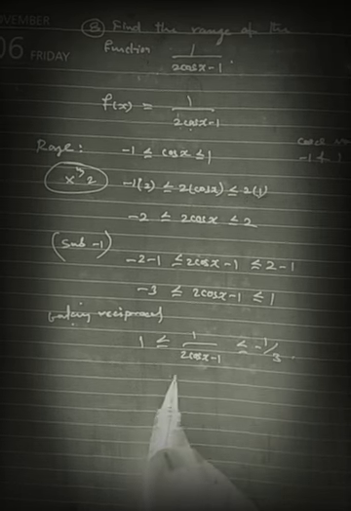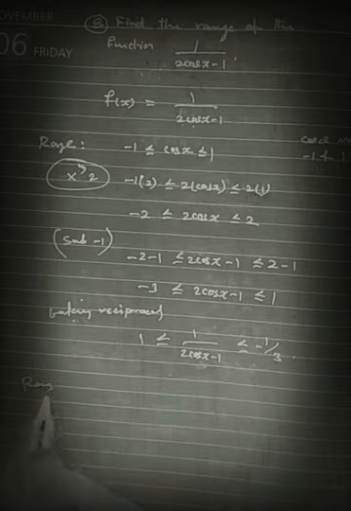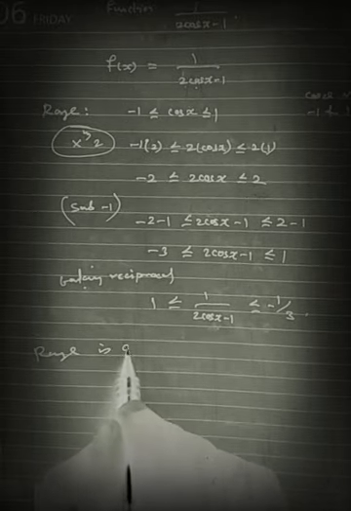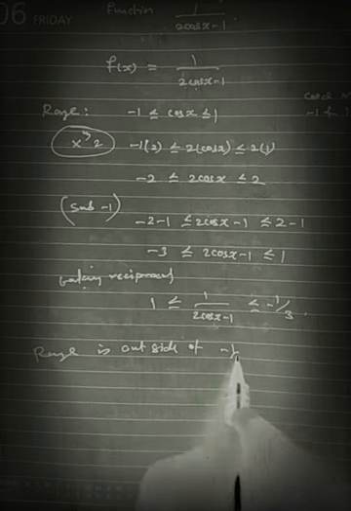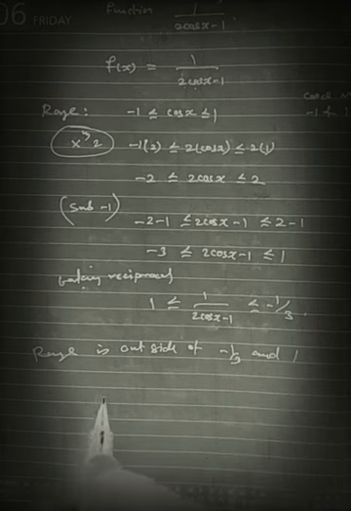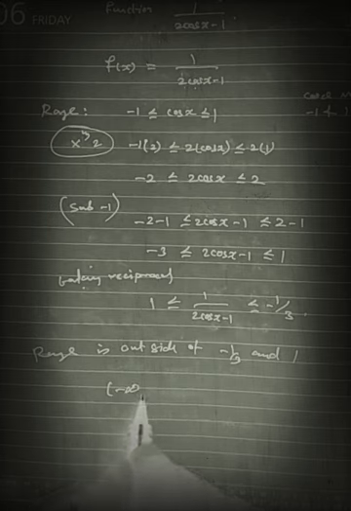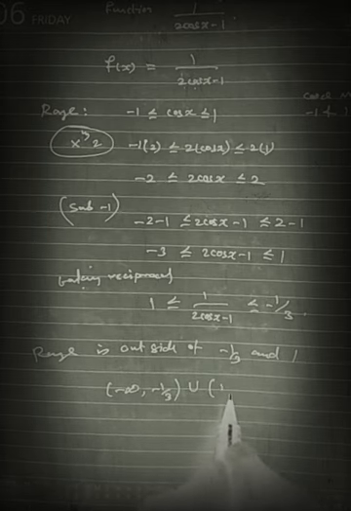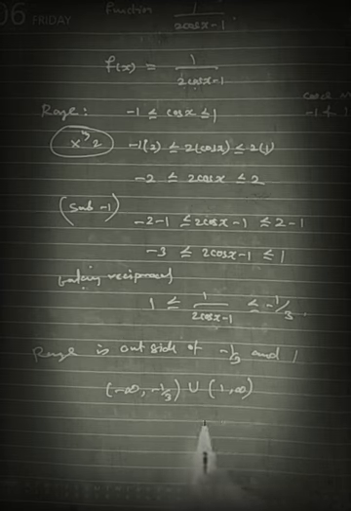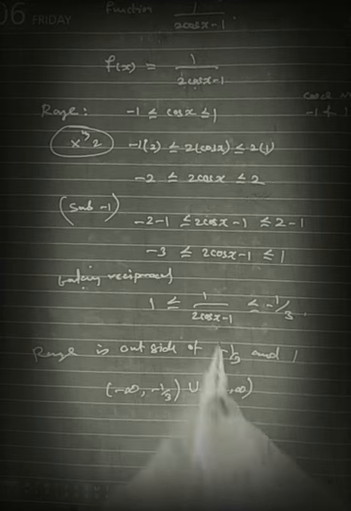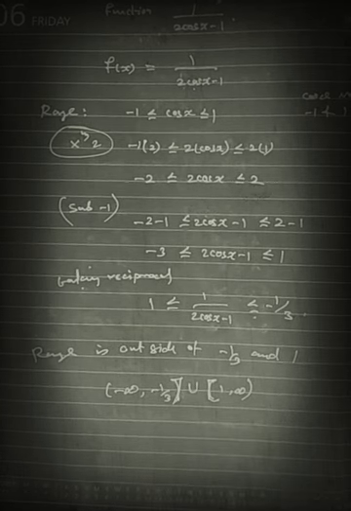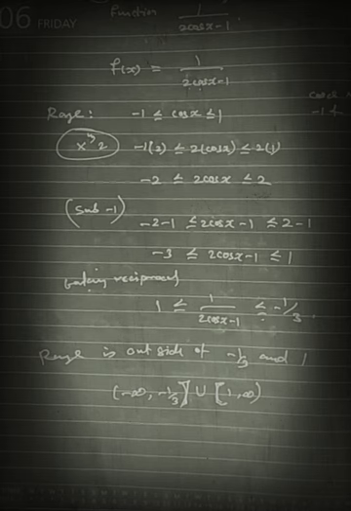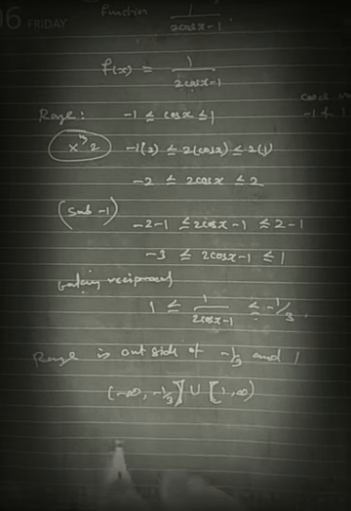And then the range is outside of minus 1 by 3 and 1, which means from minus infinity to minus 1 by 3, open interval, union from 1 to infinity. That is the range of this function. Since we take the equality as well, you can use a closed, semi-open interval here. This is the value for this one.